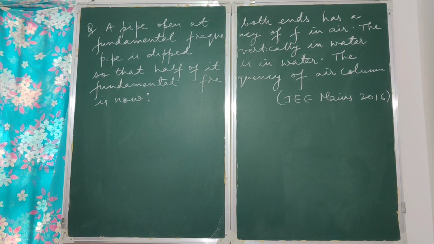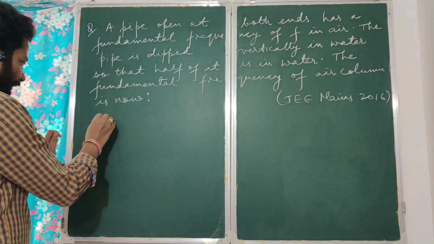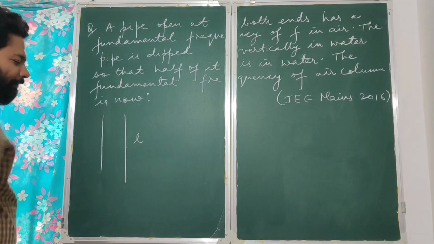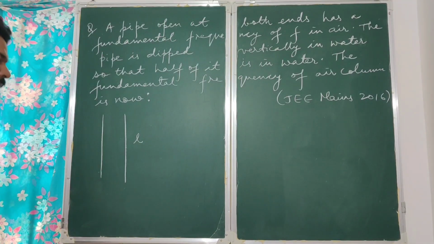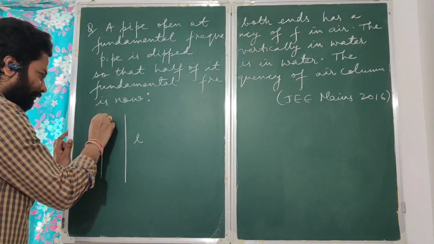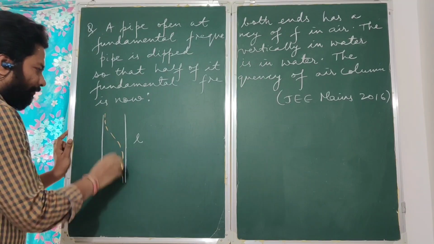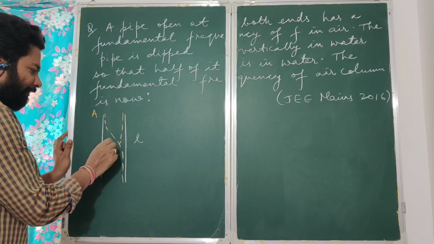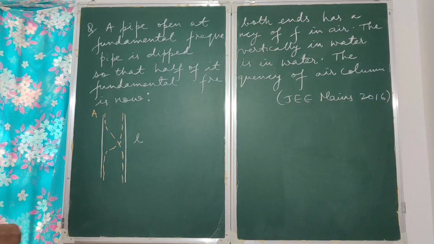So let's see this question, which is based on organ pipes. A pipe open at both ends has a fundamental frequency of F in air. So you are taking a pipe which is open at both the ends. Let us say the length of the pipe is L. So what will be the fundamental frequency? How do you find it out for open organ pipe? So again I will tell you this. The open end must always be antinode. Antinode means where the displacement amplitude is maximum.